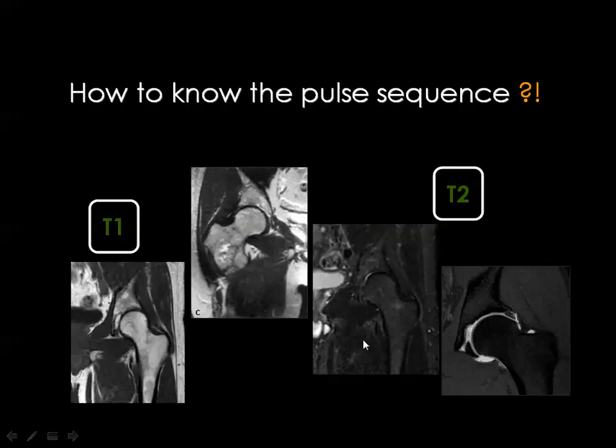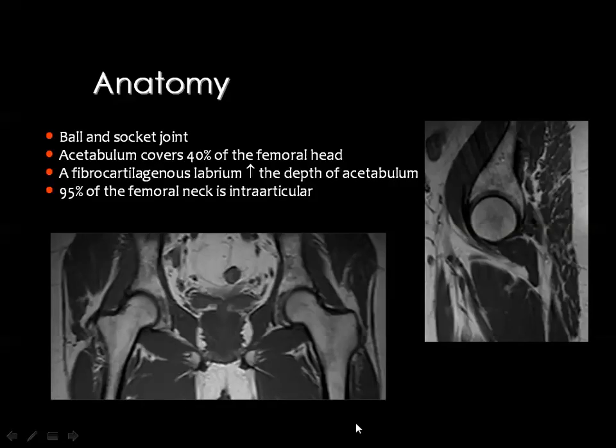And these are the pulse sequences used for evaluation of the hip. The T1 where the bone marrow is bright, the T2 where the bone marrow is gray, the T2 star or gradient image where the bone marrow is more darker, then the STIR image where the bone marrow is jet black, and all these three images belong to the T2 weighted image.